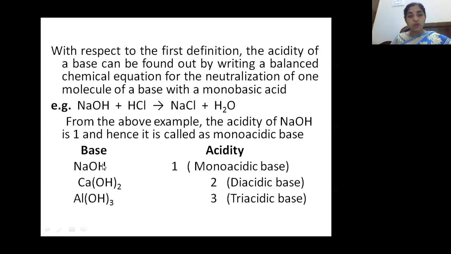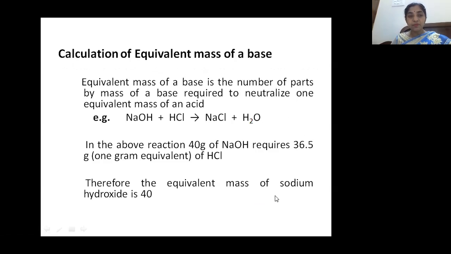So, sodium hydroxide has one replaceable hydroxyl group. It is a monoacidic base. Similarly, calcium hydroxide has two replaceable hydroxyl groups. It is a diacidic base. Similarly, aluminum hydroxide has three replaceable hydroxyl groups. So, it is a triacidic base.